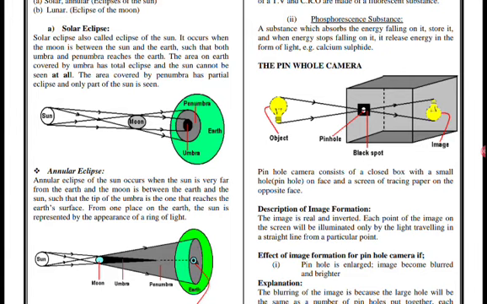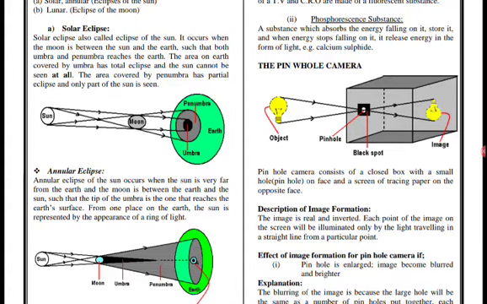So let's continue with the pinhole camera. Its features are: we have the object, the pinhole, and then we have the image. The image is formed on the screen. So when the object is placed in front of the pinhole, light from the object passes through the pinhole, and the image is formed on the screen.